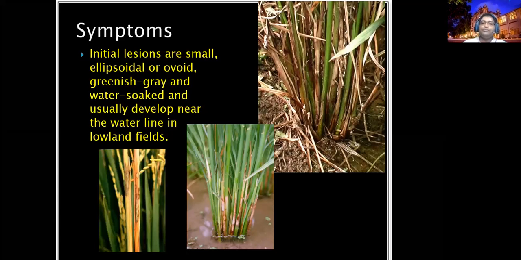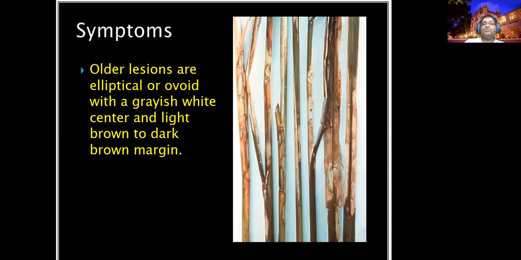right? This sclerotia has the characteristic of floating behavior. When the water level is there, it can float. If it floats, then it can go and adhere. If it touches the leaf sheath surfaces, it can initiate infection. That's why you can easily see these diseases at the waterline in the lowland areas. You can expect the first symptoms there. In older symptoms, the ellipsoidal size will increase, right?